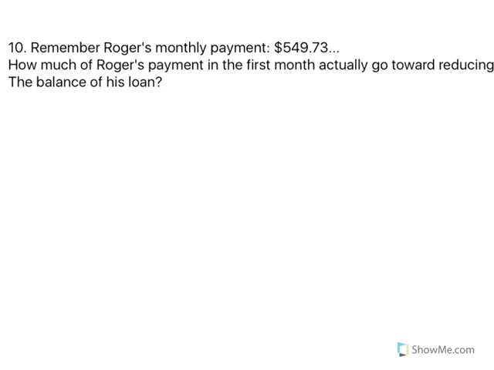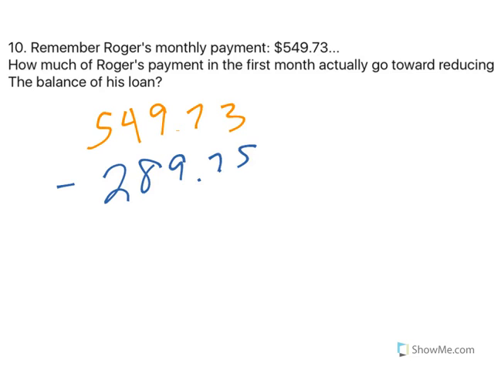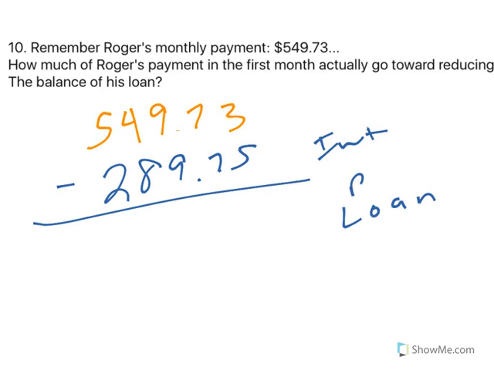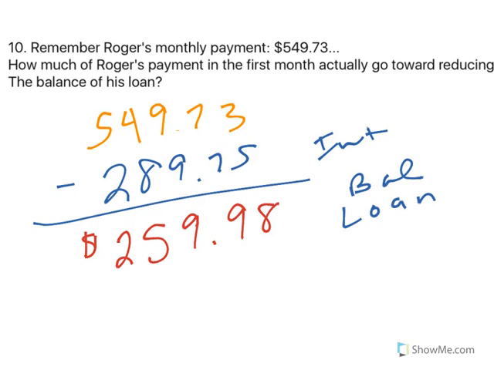Okay, so remember, Roger's monthly payment was $549.73. So if he's paying $549.73, and as we just found out, $289.75 was going to interest, the rest goes to the balance of the loan. So when I subtract these, I get $259.98. So you can see that the interest was almost $30 more than what was going to his balance at the beginning of the loan here.